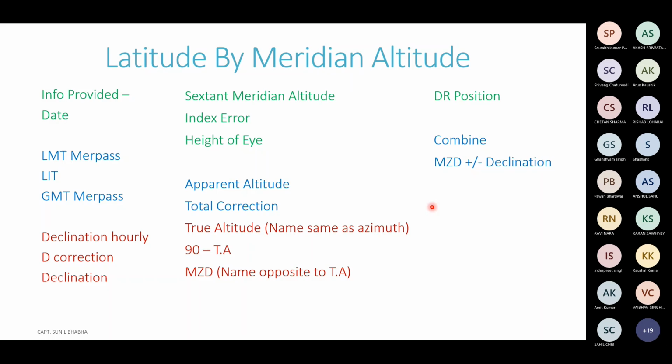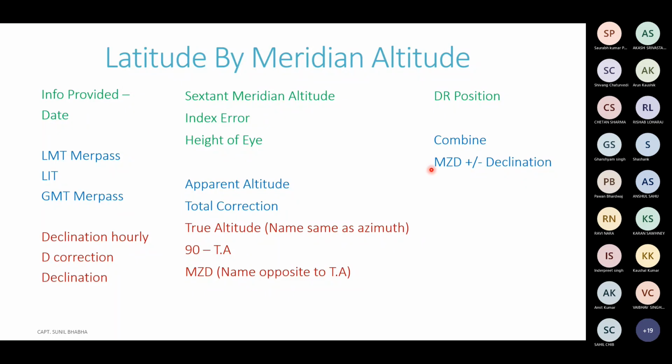This is decided using these names which we gave. You see, we have given the name to the true altitude, same as azimuth. We have given the name to the MZD opposite to the true altitude. So we will now have a name for this MZD, which will be either north or south. Declination obviously has a name. It will be either north or south.